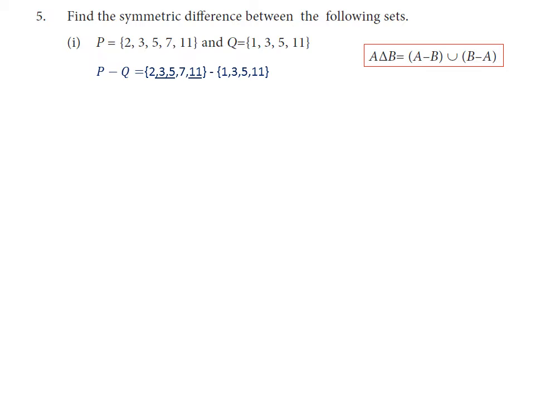So look at P, 2 is in the set P, and it is not there in Q, so write 2. Then 3, 5, 11 are also there in Q, so you leave those elements. Then 7 is not there in Q, so we write 7 also. That P minus Q will become 2, 7. So only 2 elements. Next, in the same way you have to find Q minus P.